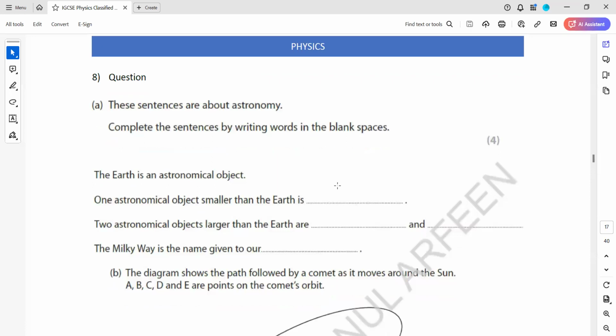This question is about astronomy. Complete the sentences by writing a word in a blank space. Earth is an astronomical object. One astronomical object smaller than the Earth. So you can mention the Moon, or you can also name planets as well. Two astronomical objects which are larger than the Earth: Sun, Jupiter.